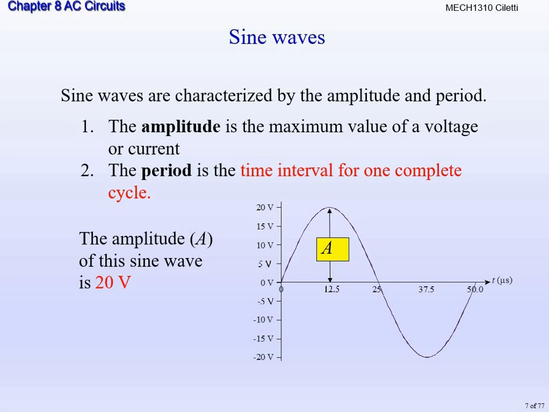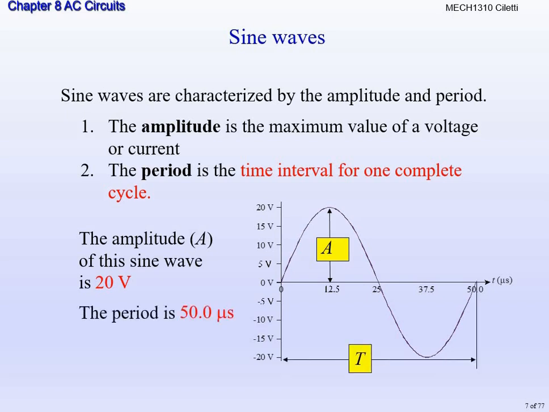The period is important too, and it will tie into frequency in a little bit. The period is the time in seconds for it to complete one cycle. The waveform on the screen is one cycle: it starts at zero, goes up to a maximum, goes back down through zero, goes to a minimum, and then goes back up to zero. That's one complete cycle. In this graph, time is the x-axis, in microseconds. For us to complete one cycle here, it's 50 microseconds.